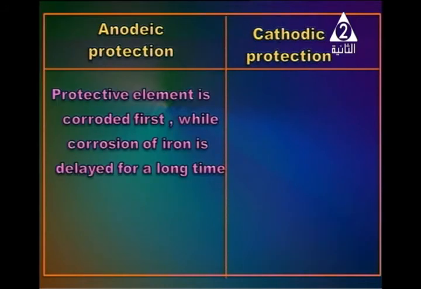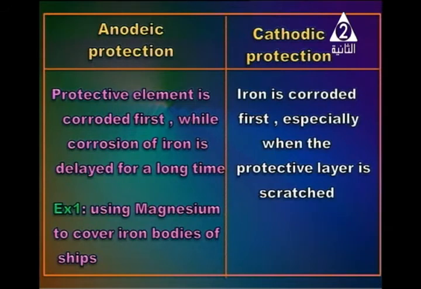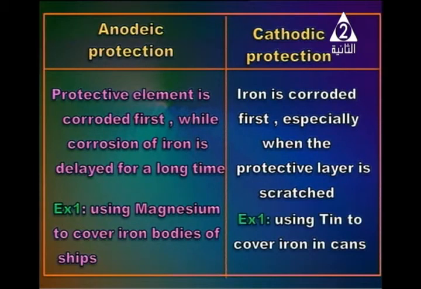So, in the anodic protection, the protective element is corroded first, while corrosion of iron is delayed for a long time. For example, using magnesium to cover the iron bodies of ships or iron pipes in the soil. While in cathodic protection, the iron is corroded first, especially when the protective layer is scratched. For example, using tin to cover iron in cans.